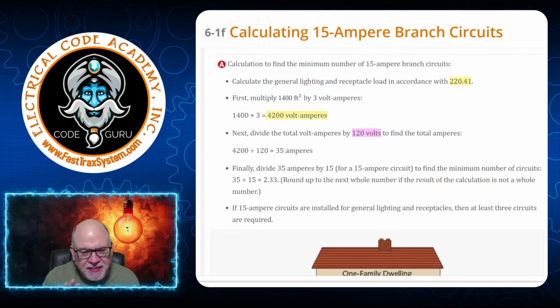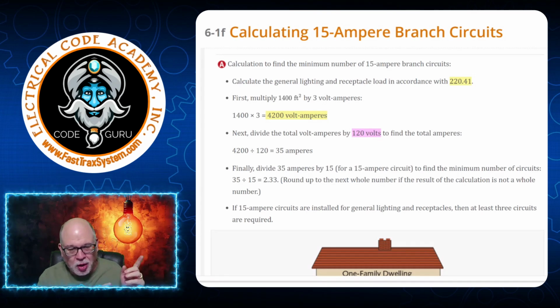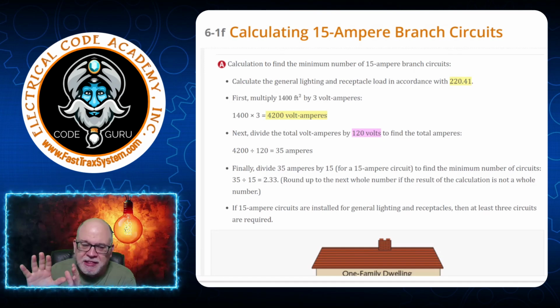Now, what if we did this same thing, and again, this is for your general lighting and general use receptacles. It's nothing to do with the small appliance, nothing to do with the laundry, anything like that, or any specialty circuits for other loads like microwaves or whatever. Totally different. We're just looking at the required branch circuits.